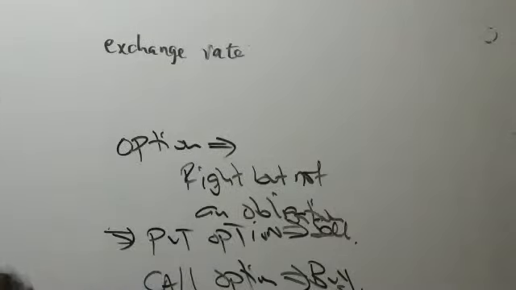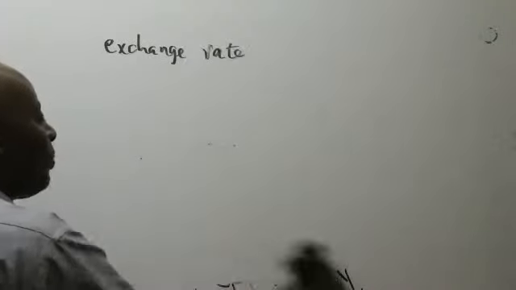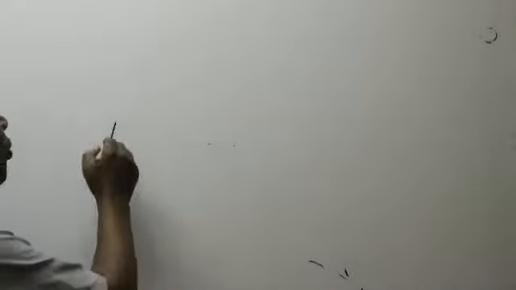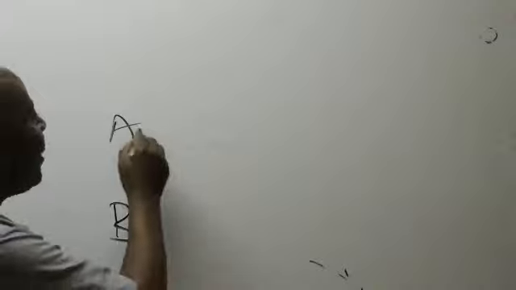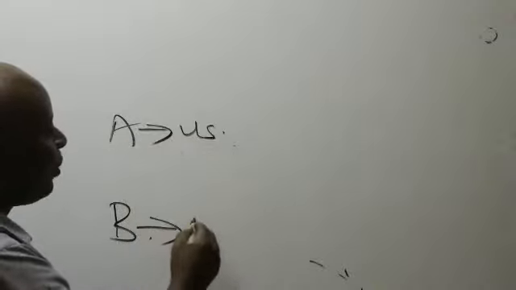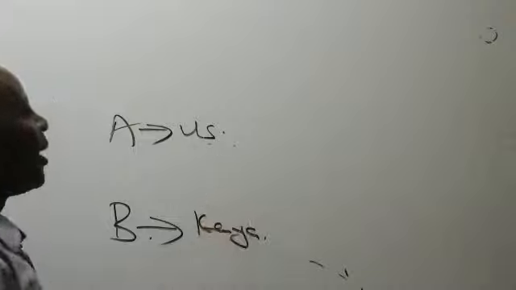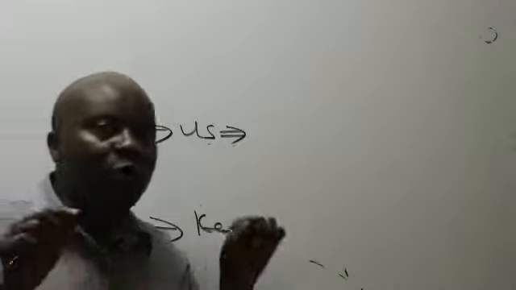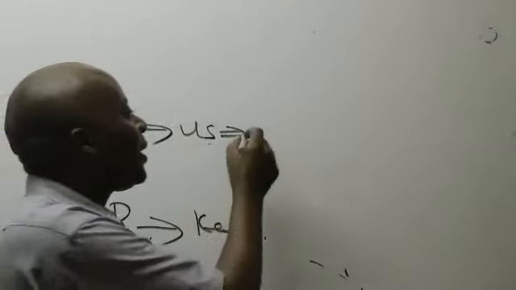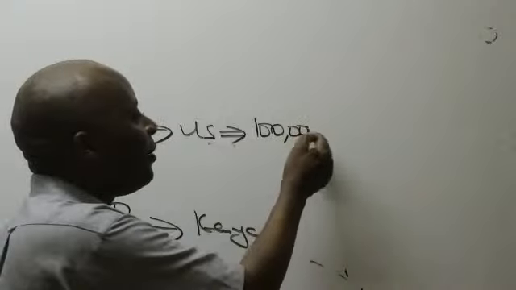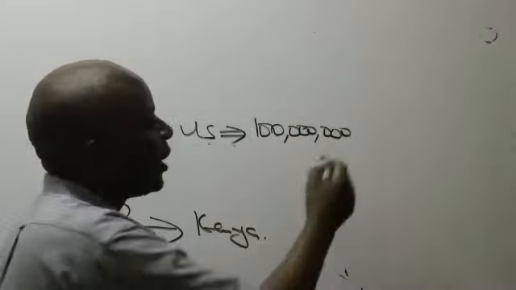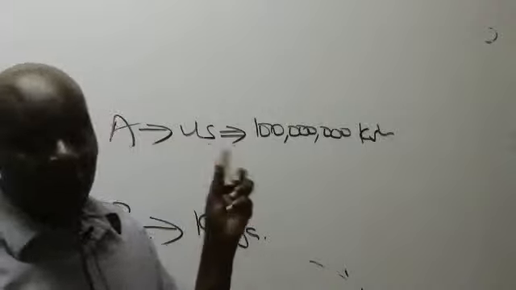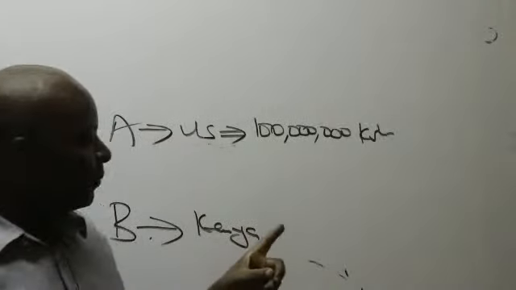Ladies and gentlemen, for me to be able to simplify this, they are talking about currency swap. So we'll have two organizations here. We have company A, company B. Company A could be based in the US. Company B could be based in Kenya. Now, company A, for example, could be wanting to invest in Kenya. And perhaps in this case, they want 100 million Kenya shillings. But remember, they are based in the US.